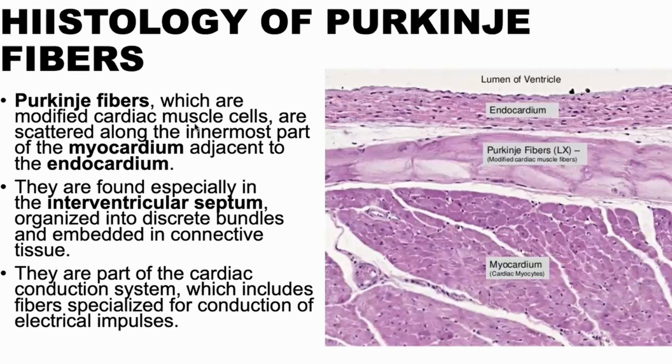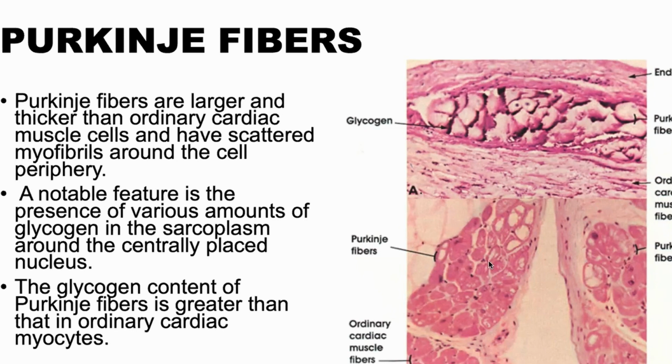So the Purkinje fibers are modified cardiac muscle cells. There are some types of cardiac muscle cells that are scattered along the innermost part of the myocardium and the adjacent part of the endocardium. So they're in the innermost part of the myocardium, in the cardiac muscle. This is just a slide showing the Purkinje fibers, and it's showing the myocardium. The important thing is that there's also glycogen here, and you can see the glycogen in the Purkinje fiber.